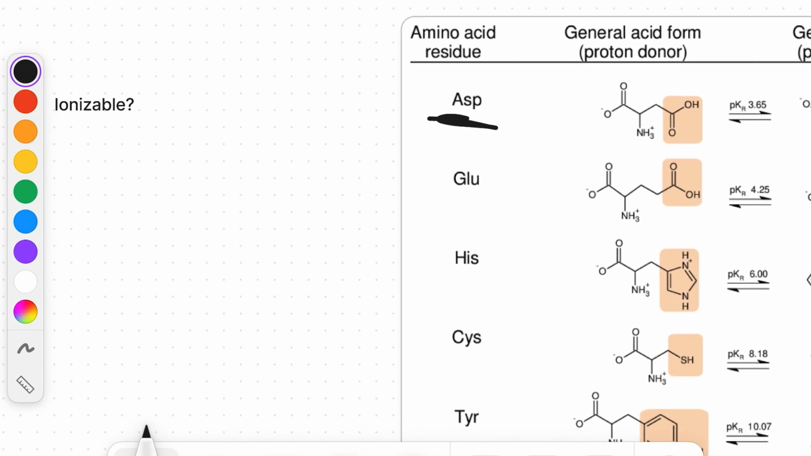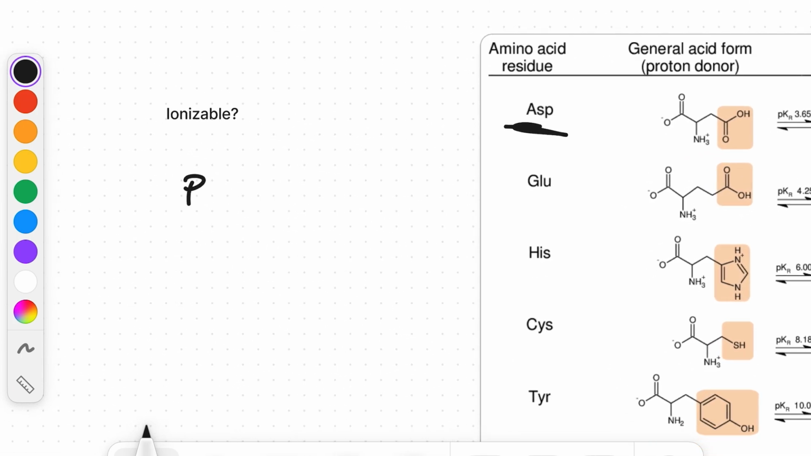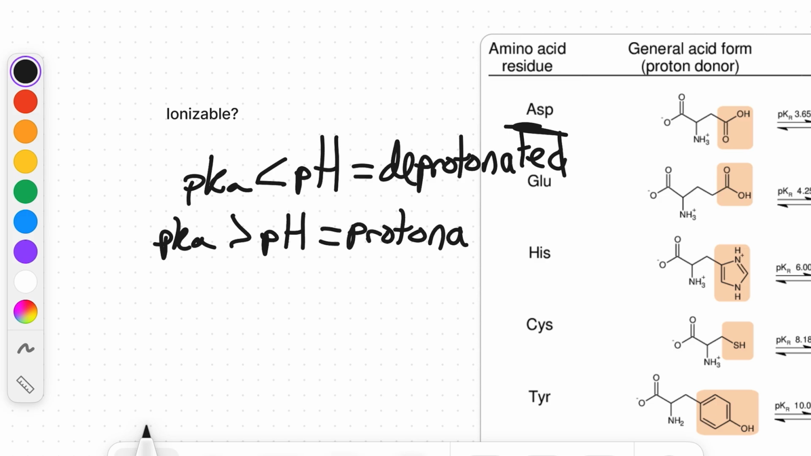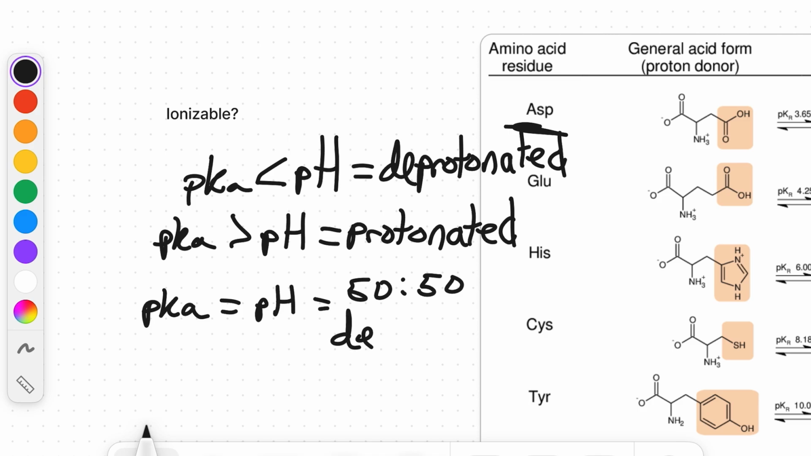So I just want to make a little key on the left here. If pKa is less than the pH, it's going to be deprotonated. If pKa is greater than the pH, it's going to be protonated. And if pKa is equal to pH, it is said to be 50-50 deprotonated to protonated.